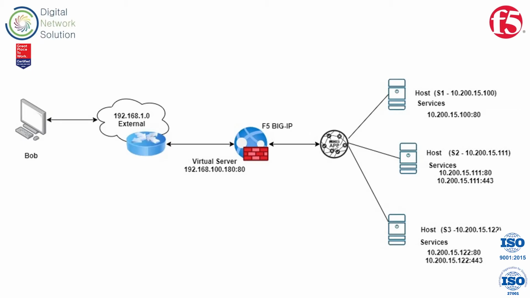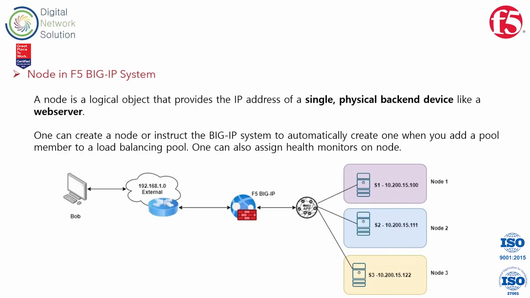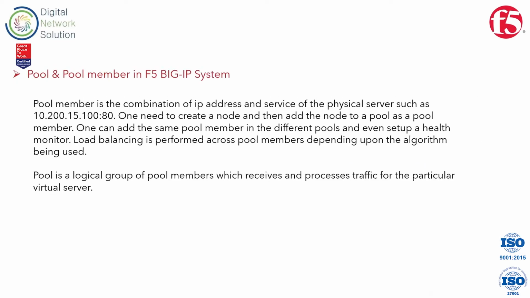So in the following network architecture of F5, the host represents the node on the F5 BIG-IP system. In terms of pool members, it is the representation of the physical end device like a host, which is running the service. For example, hosts S1 and S2 with IP addresses 10.200.15.100 and 10.200.15.111 run the HTTP service and can be considered as HTTP pool members. The same pool member can be used in another pool which runs other services like FTP, HTTPS or any other.